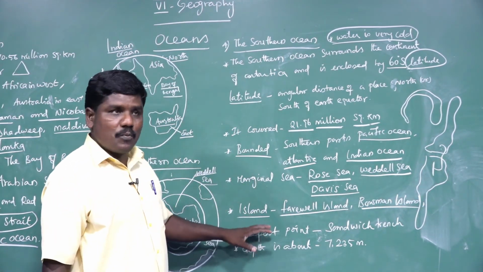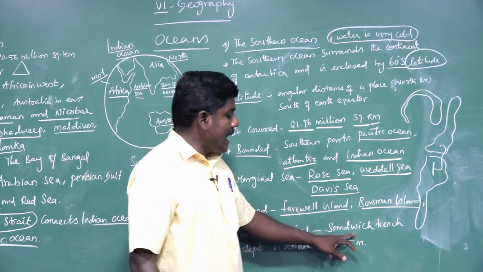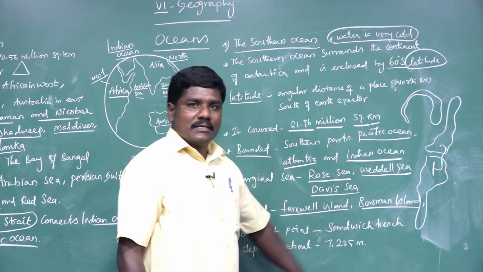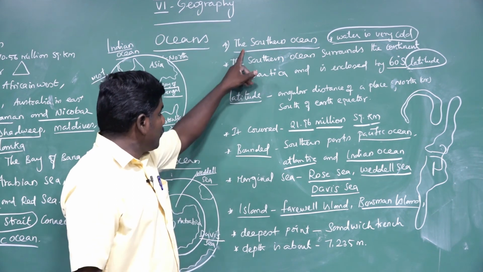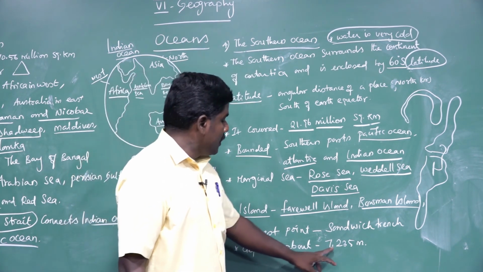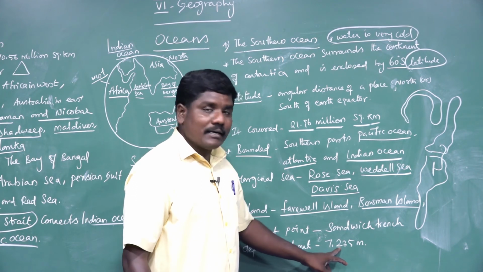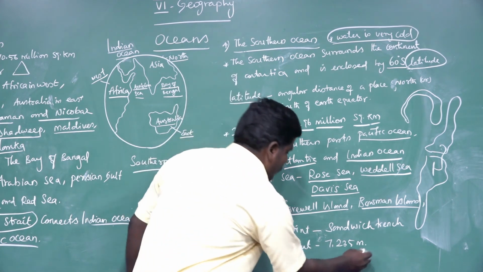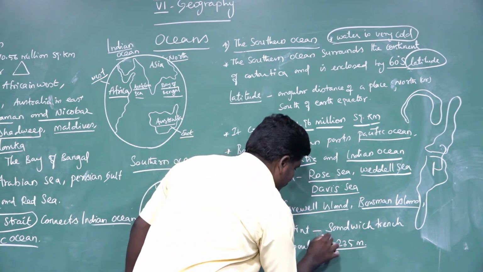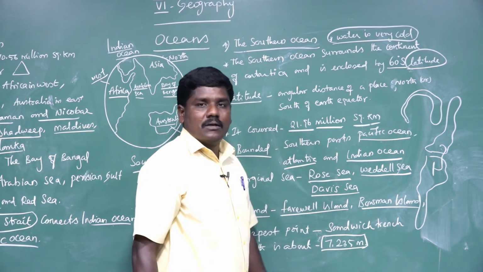And the deepest point in the Southern Ocean is the Sandwich Strait. At the same time, the depth of the Southern Ocean is about 7,235 meters. So that is the depth of the Southern Ocean.